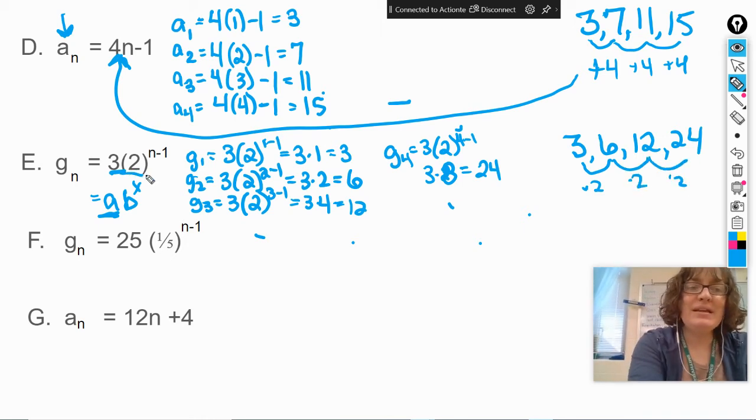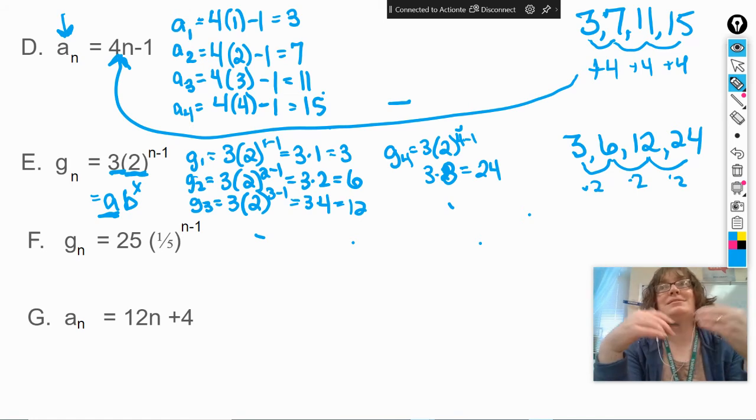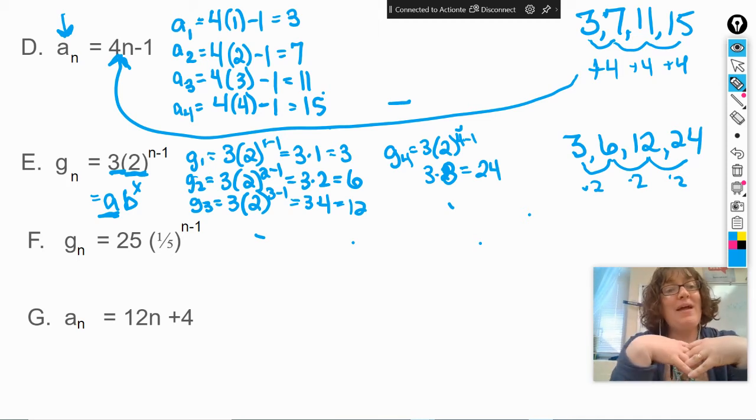And guys, that makes sense because that's what my base is. And that base tells me what I'm doing repeatedly. All right, let's try F and G on your own. So pause the video and give yourself a few minutes to try F and G on your own.